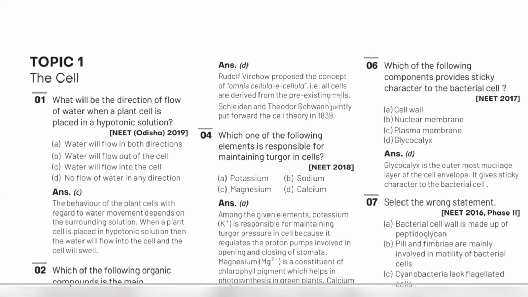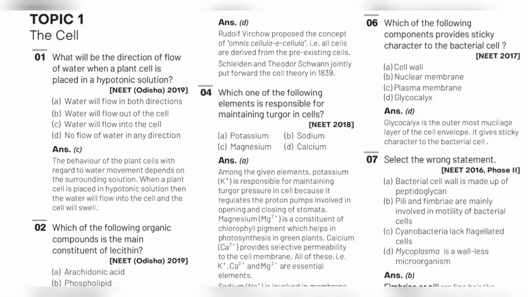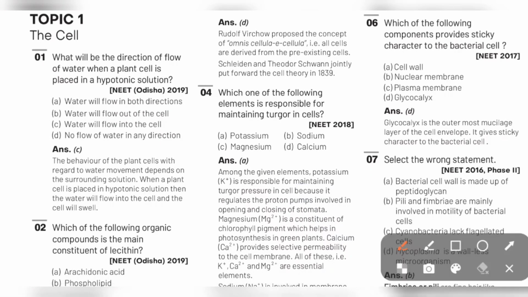Now we have other questions and these are easy. Look, these questions are from your previous NEET exams. Which of the following will be the direction of flow of water when a plant cell is placed in hypotonic solution? So what will happen? Water will flow in both directions. Water will flow out of the cell. Water will flow into the cell. No flow of water in any direction. Here option C is your correct option and we will see the explanation.